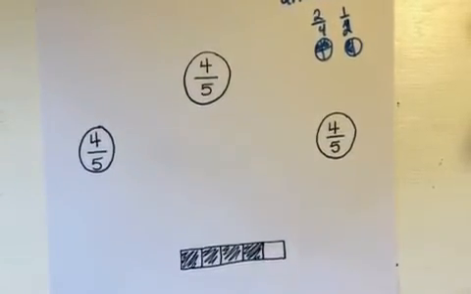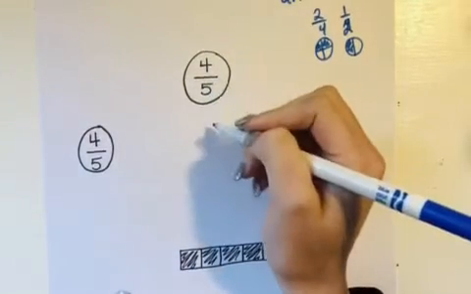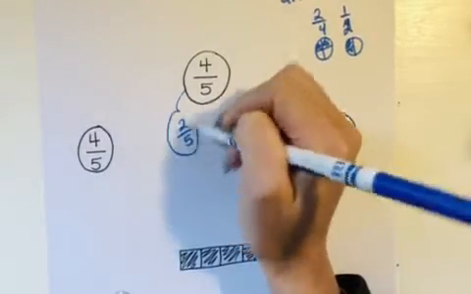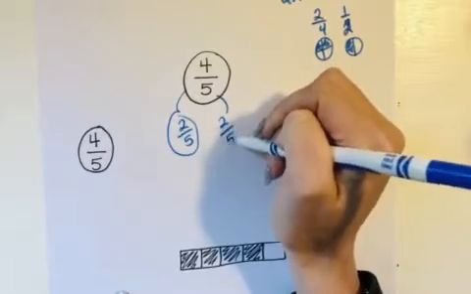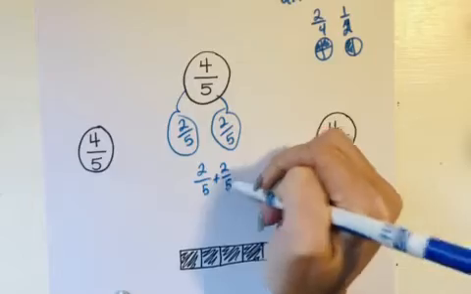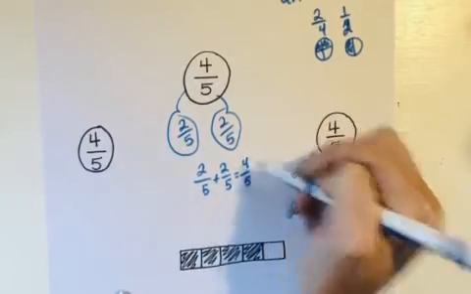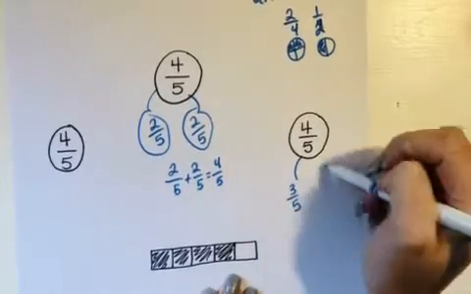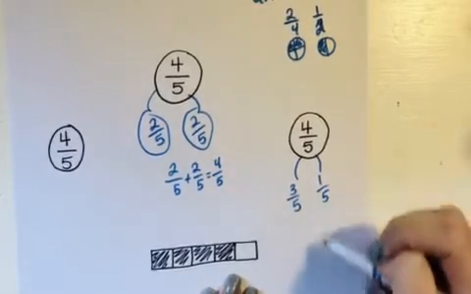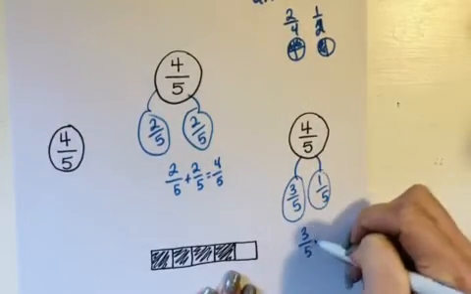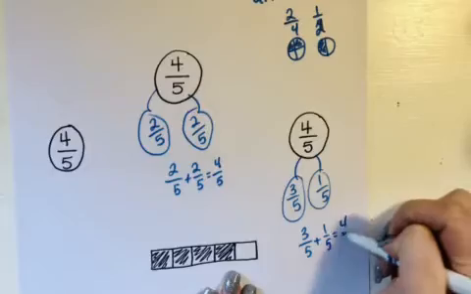Down here, I'm going to show you how to decompose a fraction. Again, it means to break it up. One way I can break up 4/5 is into 2/5 and 2/5. Written as an equation, that would look like 2/5 plus 2/5 equals 4/5. So that's one way to break it up. Another way I could break it up is 3/5 and 1/5. As an equation, that would look like 3/5 plus 1/5 equals 4/5.